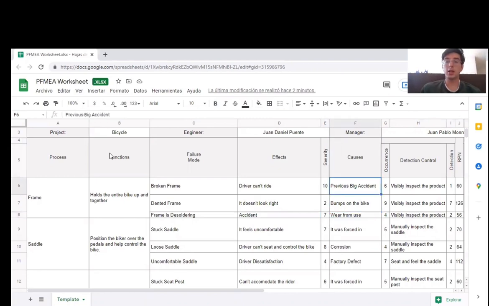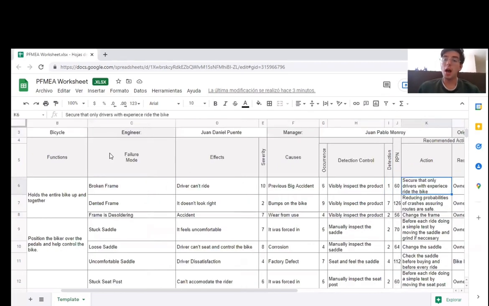The causes, what can cause these failure modes? Maybe a previous accident, bumps of the bike, wear from use, etc. Then the occurrence. How often could this occur? In this case, a big accident is something that could happen. Bumps in the bike is something that always happens. And the frame desoldering is something extremely rare. So these are the occurrences of these failure modes.